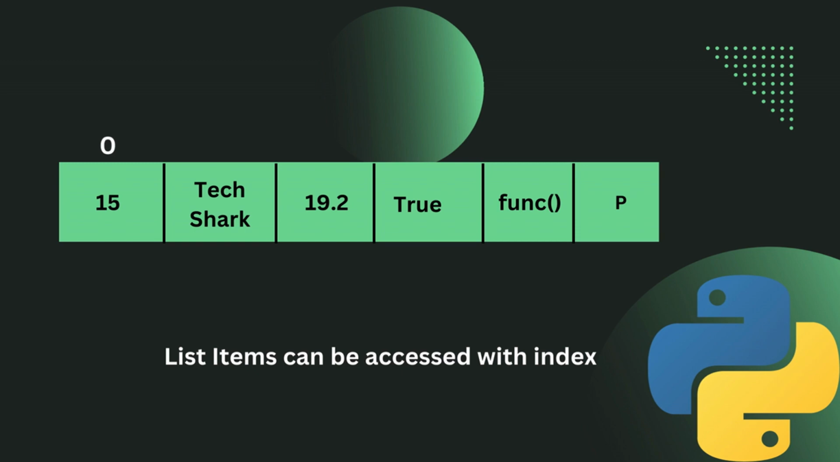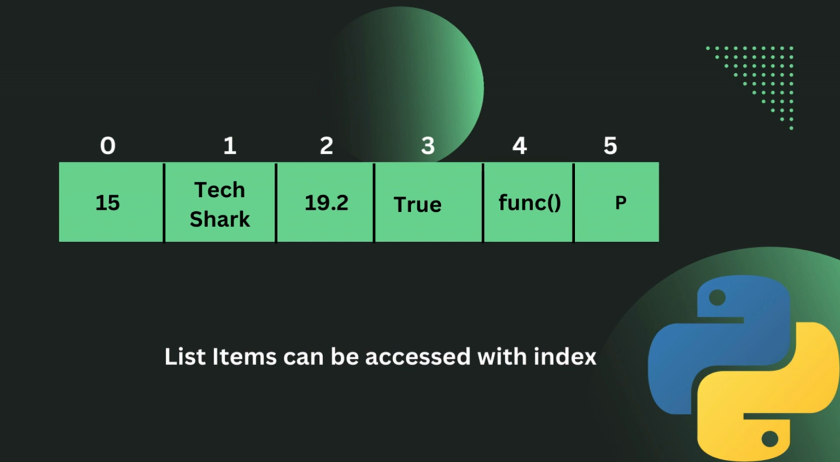The next characteristic for the list is that list items can be accessed with positive and negative index. The positive index starts with 0. And if you want to access any item from the list, you can directly access it with the index without actually traversing the list. Let's say if you want to access the item at 2 of the list, then you can simply use index 2 to access the item.